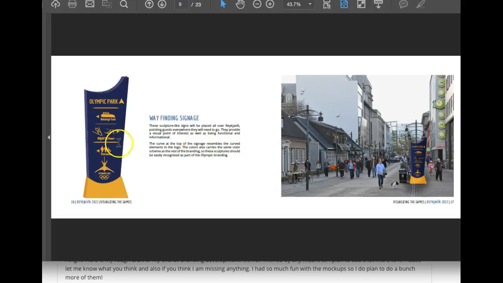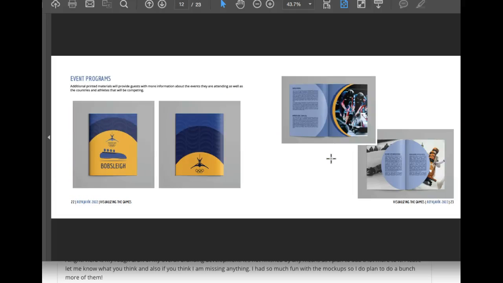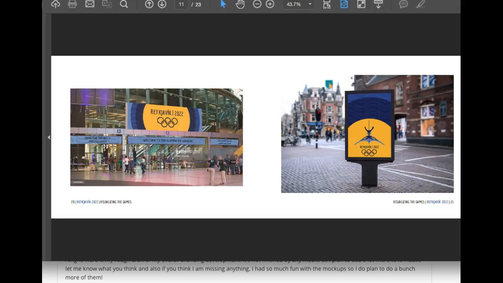Note there's a lot of different variations of the logo and different placements, and everything is really super simple. Let's take a look at the logo itself. So you have Reykjavik 2022. You've got the rings, which I think are a little large for the logo, but nonetheless, you still have this really super clear hierarchy, okay?